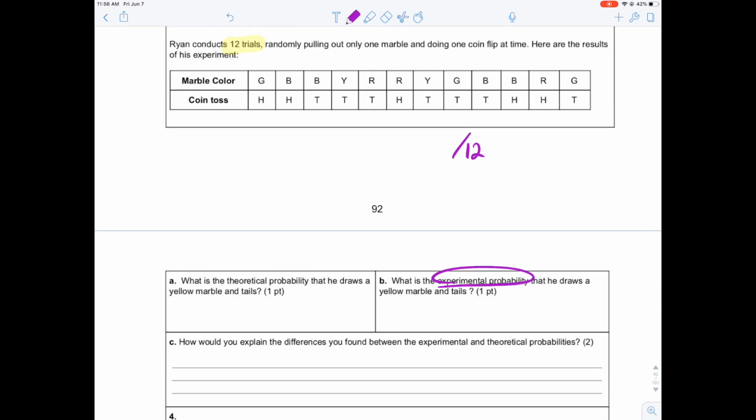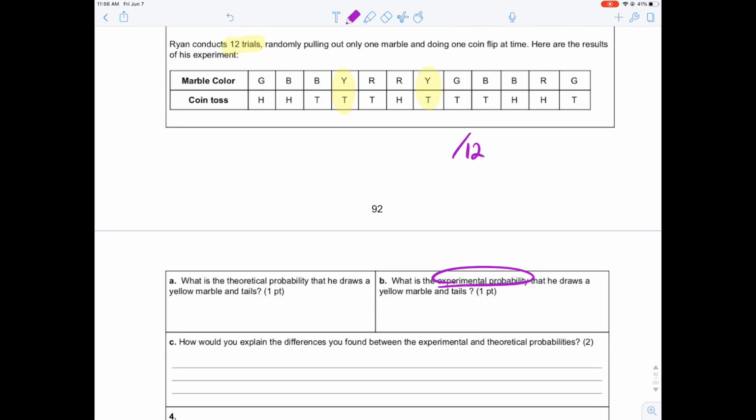Okay. So what is the experimental probability that he draws a yellow marble and tails? So I need to look at my data here. And then on my table, I need to find the results YT. So I'm going to look at this. Hey, look, there's a YT. There's another YT.